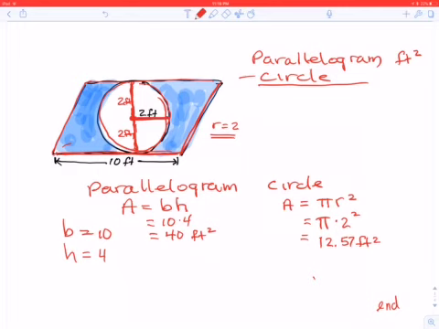So the area of a parallelogram, that's 40 square feet, minus the area of the circle, 12.57 square feet. And I get the shaded area of 27.43 square feet.